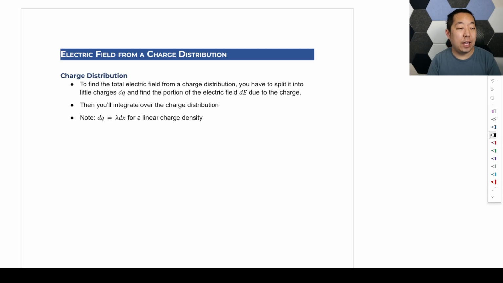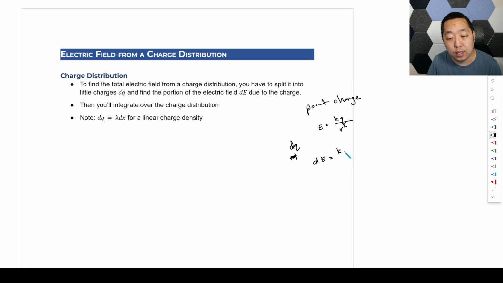All right, so let's take a look at how we find the electric field from a charge distribution, not just from point charges. Remember the basic idea from a point charge: the electric field contribution is kq over r squared from an individual charge. If we have a charge distribution, we're going to chop it up into little pieces, a little charge called dq. Then the contribution of the electric field is k times that charge dq divided by the distance squared.